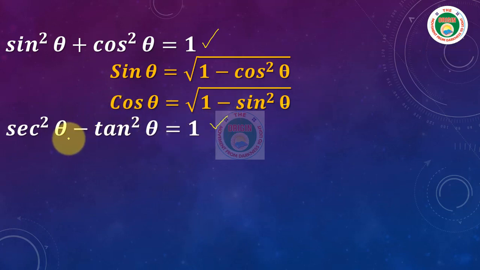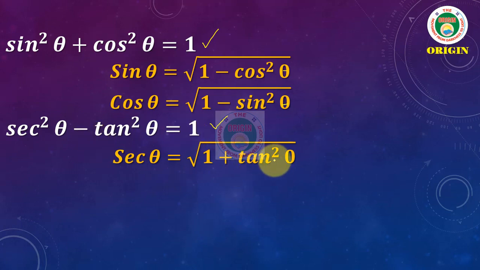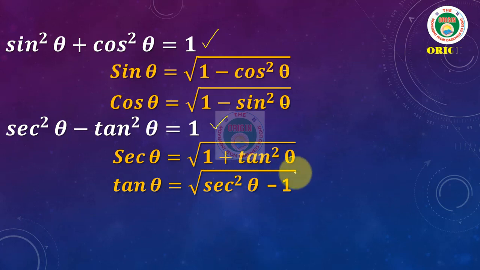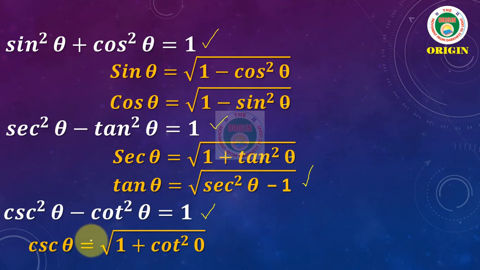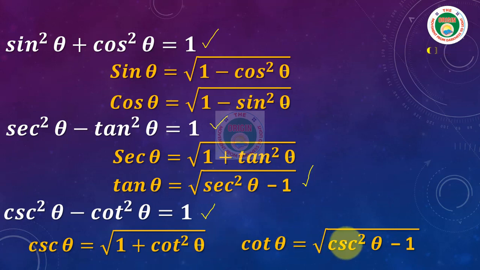Another formula: secant square theta minus tan square theta equal to 1. Secant theta equal to square root of 1 plus tan square theta, and tan theta in terms of secant is square root of secant square theta minus 1. Cosecant square theta minus cot square theta equal to 1. Next formula: cosecant theta in terms of cot is square root of 1 plus cot square theta, and cot theta equals square root of cosecant square theta minus 1.